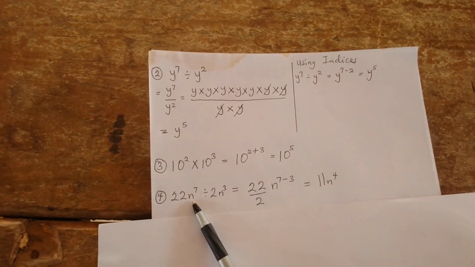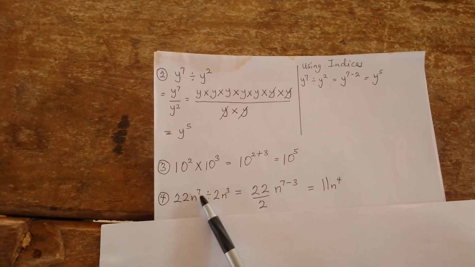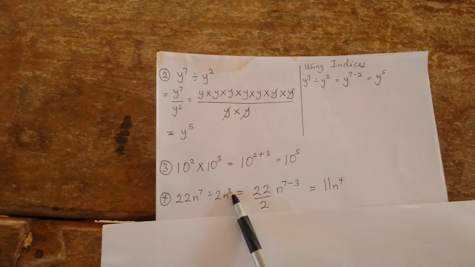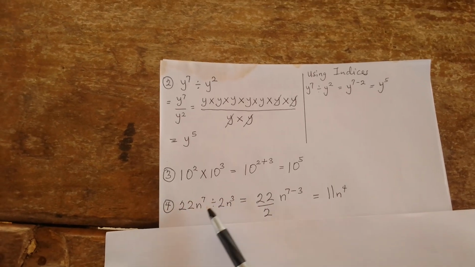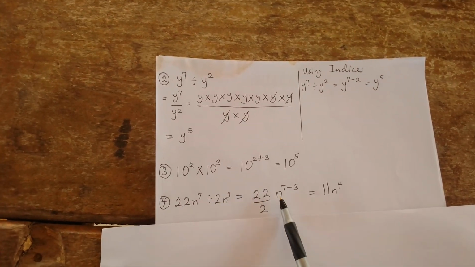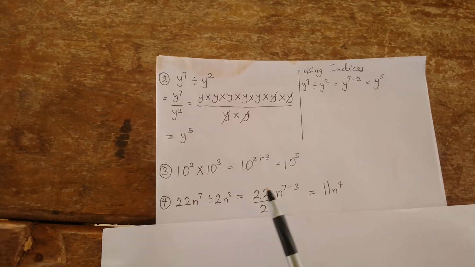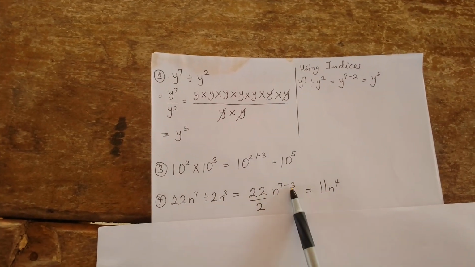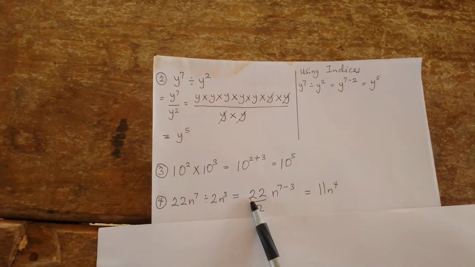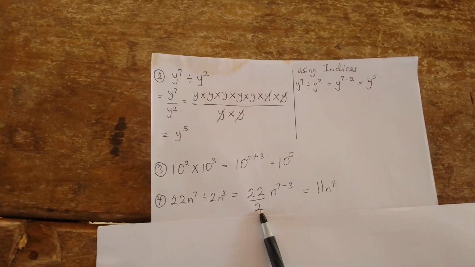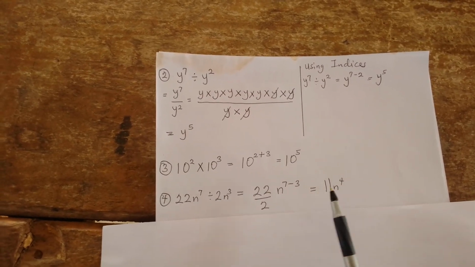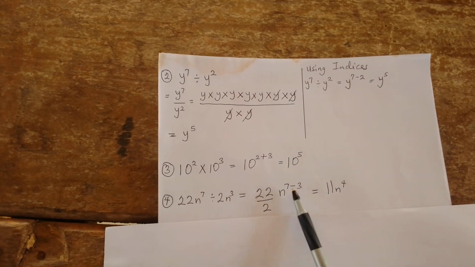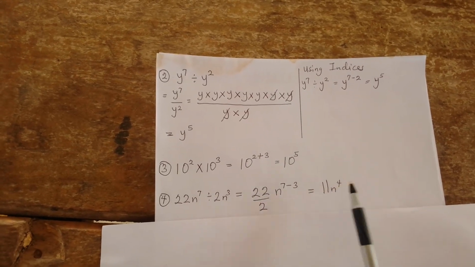Then you realize that n here is having power. This is where you can now apply the law of indices. So you now have n raised power 7, then because you are having division in between them, you now subtract their powers. So now you have 22 divided by 2, which will give you 11, and n raised power 7 minus 3 will give you n raised power 4.